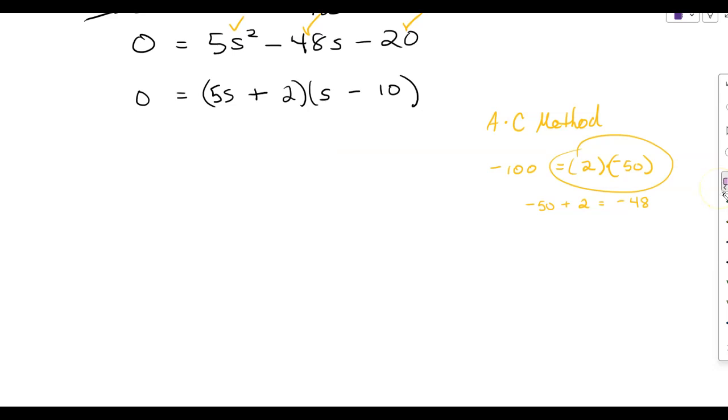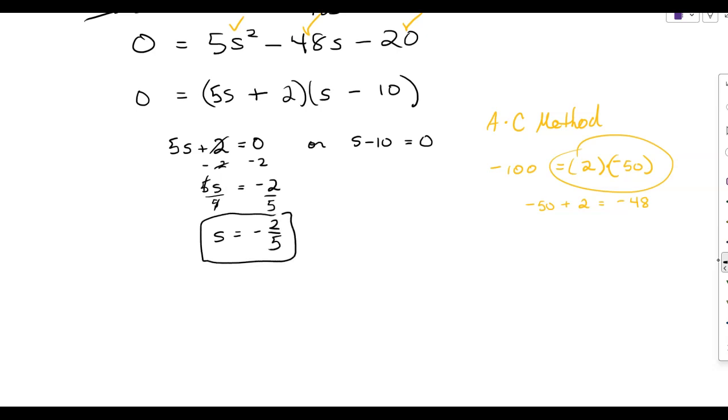So now we just have to find the solutions to these individual factors. So now 5s plus 2 can be 0, right? Because we have our 0 factor property. Okay, or s minus 10 can be 0. So we'll solve each of these independently. So subtract 2, right? 5s is equal to negative 2. Divide by 5 on both sides. And now s is equal to negative 2/5 for this side. Or, here we go, add 10, and we can have s can equal 10 right here.